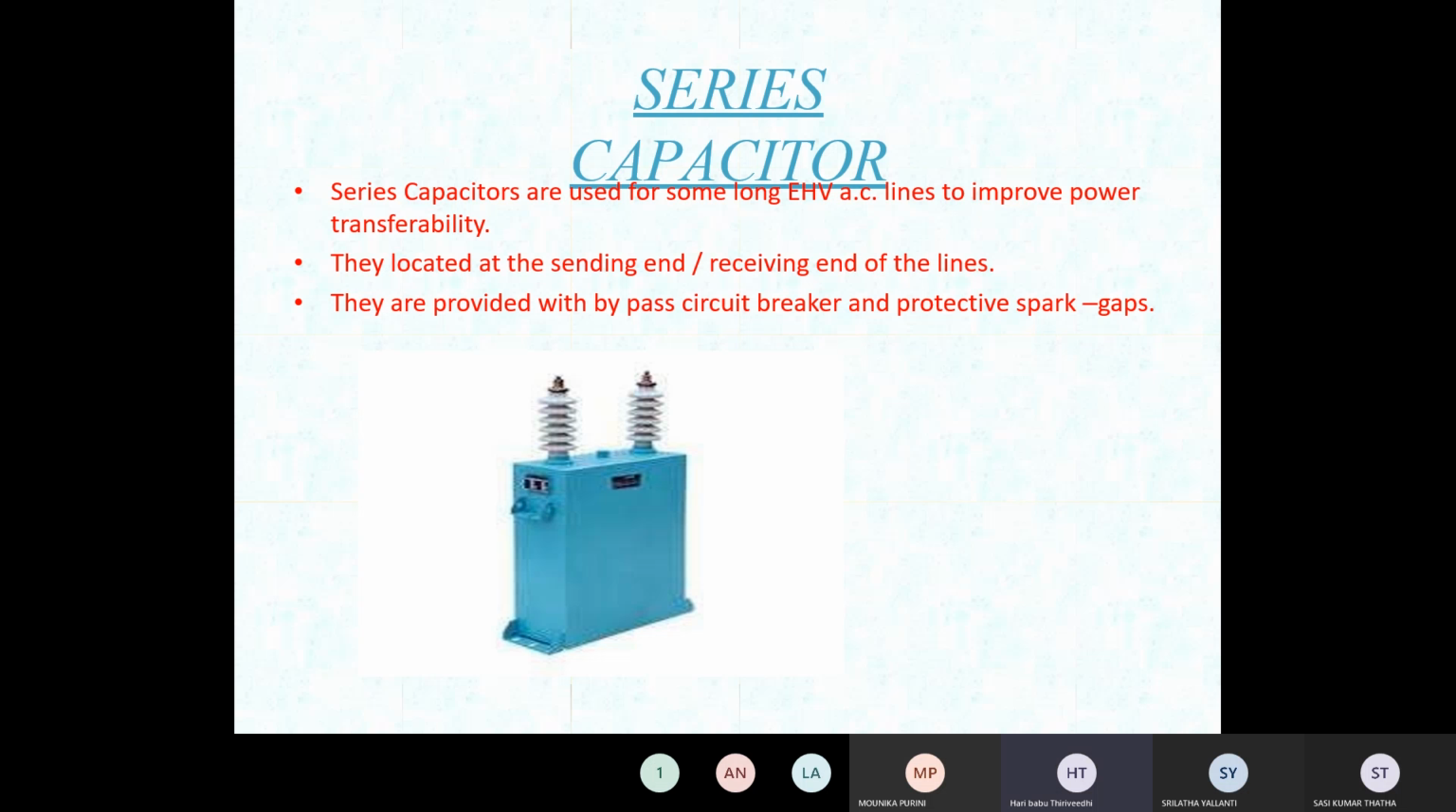Series capacitor. Shunt capacitor is used to improve the power factor or voltage regulation, but series capacitors are used to improve the power transfer capability only. Mainly they are located at the sending and receiving end of lines.